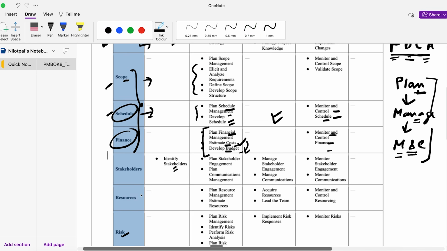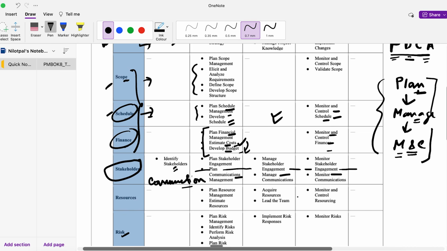Next, if you move on to the stakeholders domain, you will see a very interesting thing: PMI has this time put stakeholder and communication in a single block. Doesn't matter as long as you understand what the process actually is. In the PMBOK 7th edition, there was a communication block here as well, which they have now done away with, and it is basically a part of stakeholder. Let's look at communications first. Similarly, it's quite simple to understand. You plan your communication, you manage your communication, you monitor your communication. So it is again following the same structure: plan, manage, and monitor.